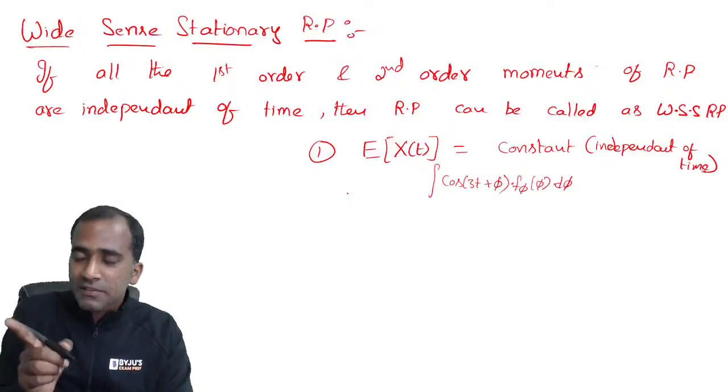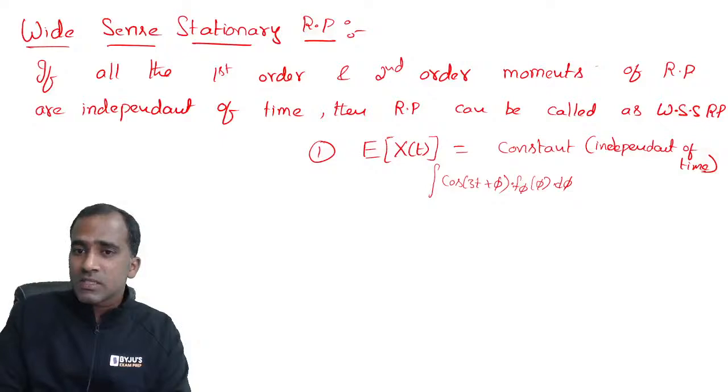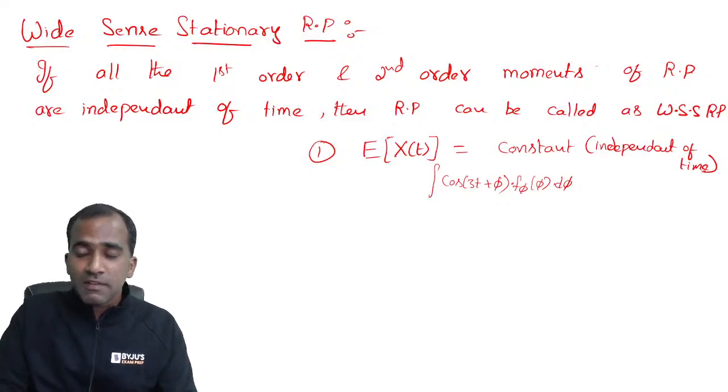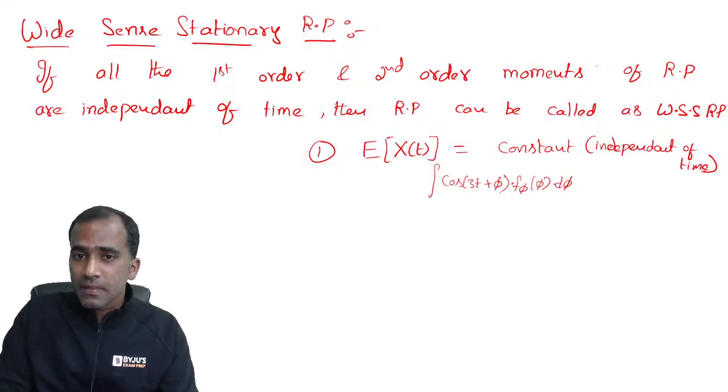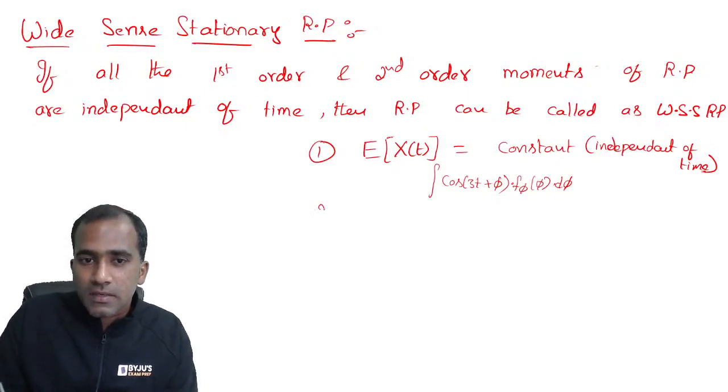I hope you are observing the difference between a normal random process and WSS random process. For a normal random process, if you apply the expectation, t need not vanish, which means it will be a function of time. Randomness will vanish, but it will still be a function of time. But for a wide sense stationary random process, the t will vanish somehow magically. Next, second part.